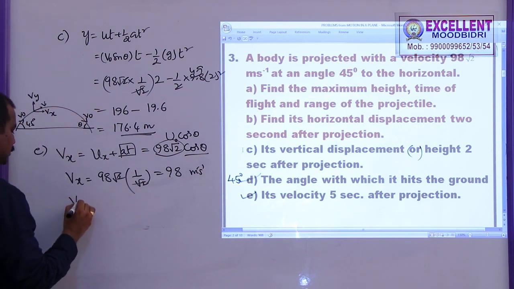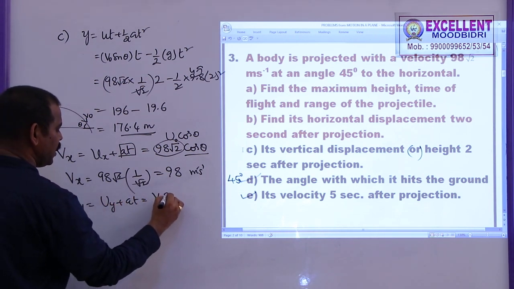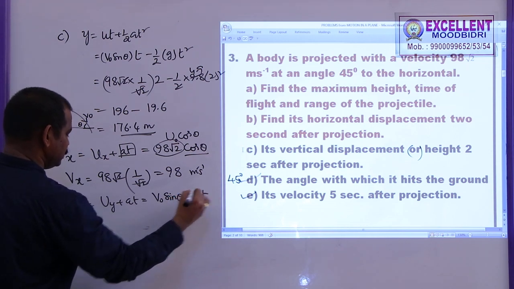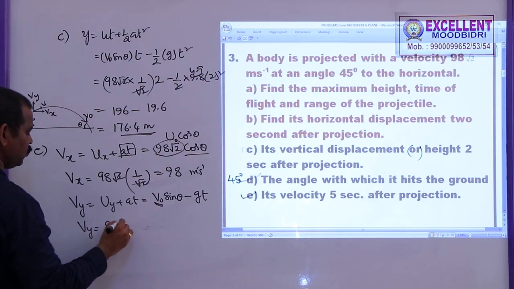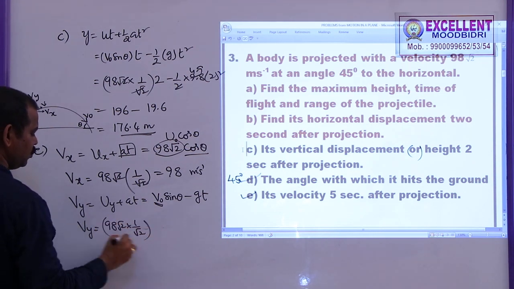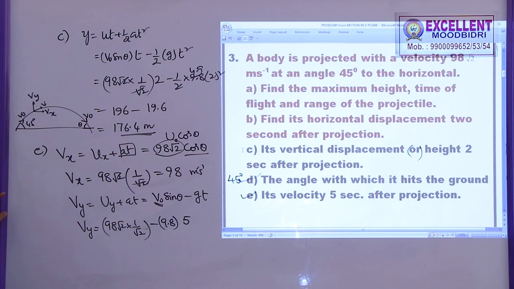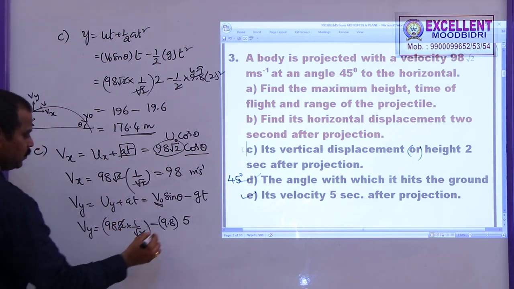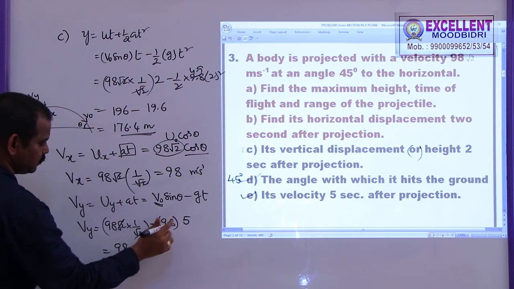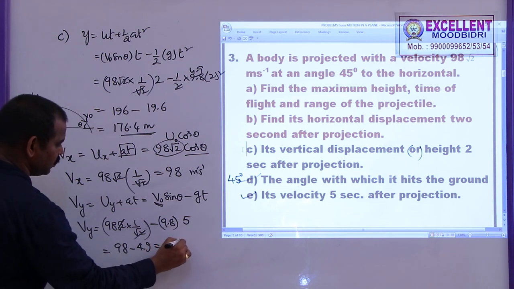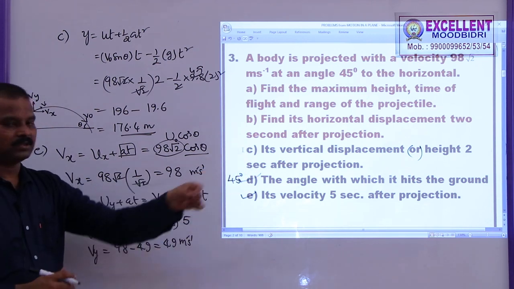Now, what is the velocity along y-axis? This is uy plus at. Uy is v naught sin theta minus gt. So vy is equal, what is v naught? That is 98 root 2 sin theta, 1 by root 2, minus 9.8 into t, after 5 seconds, let me take it as 5 here. This you can cancel here. So this is 98 minus 9.8 into 5, that is 49. So this will be 49 meter per second velocity along y direction. Its velocity 5 seconds after the projection.